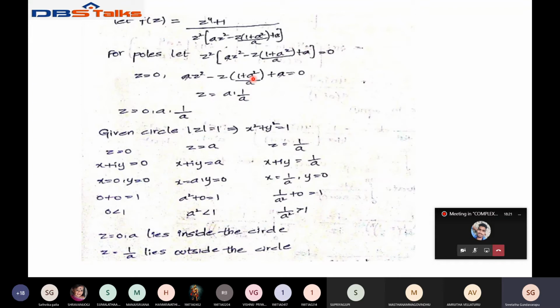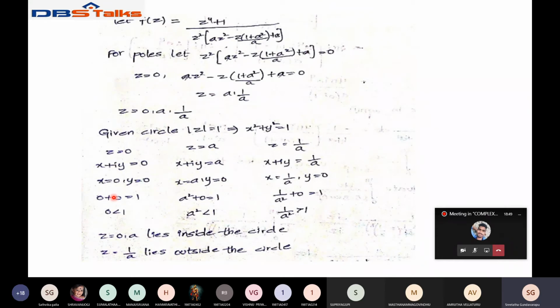And assume that the circle is mod z equal to 1. Equation is x square plus y square equal to 1. Now we have to verify whether the three poles are inside the circle or outside the circle. First pole is z equal to 0, that is x plus iy equal to 0. Comparing real and imaginary, x is 0, y is 0. Then substitute in the circle equation, we get 0 less than 1. So z equal to 0 lies inside the circle.